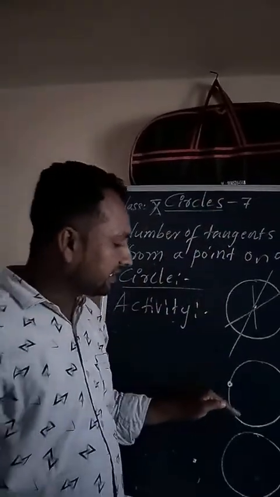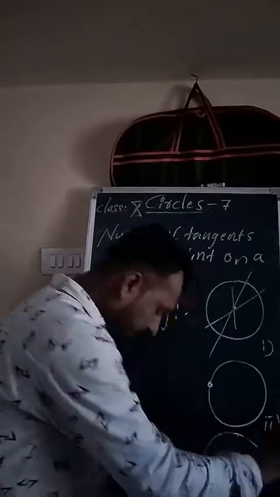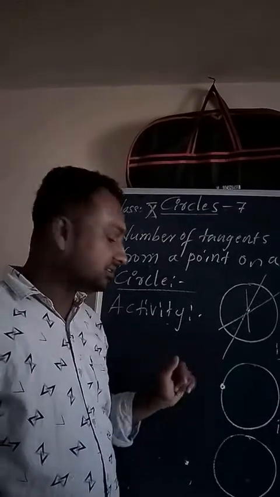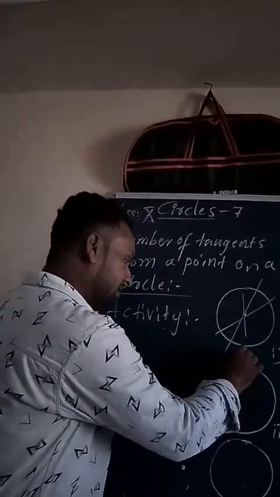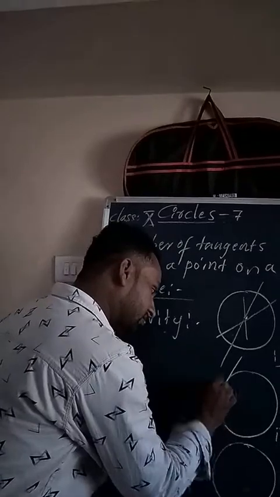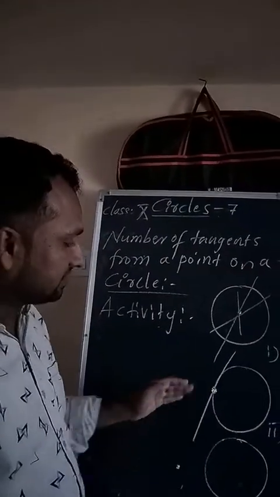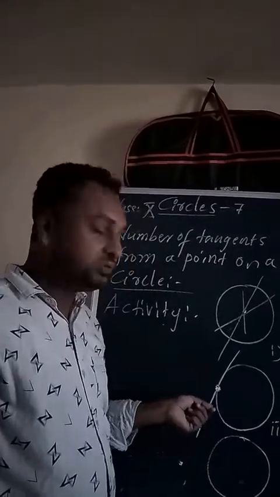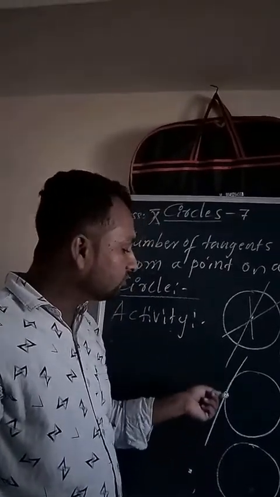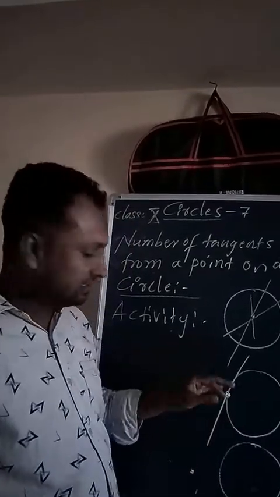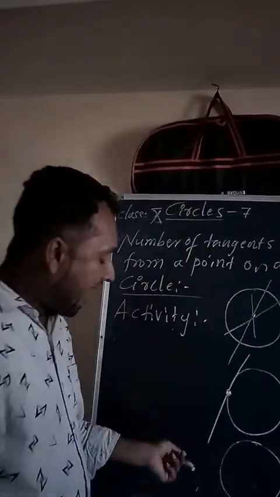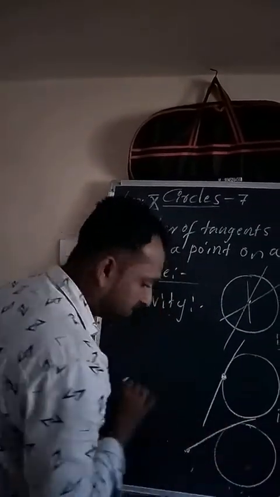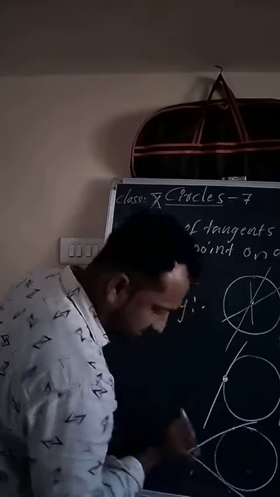Now what about the second one here? Here the point is on the circle. Can you tell me how many tangents we can draw here? If the point is on the circle, you can draw only one tangent. There is only one tangent to a circle passing through the point on the circle. Now if a point is outside the circle, how many tangents can you draw here? One tangent. This is also a tangent.